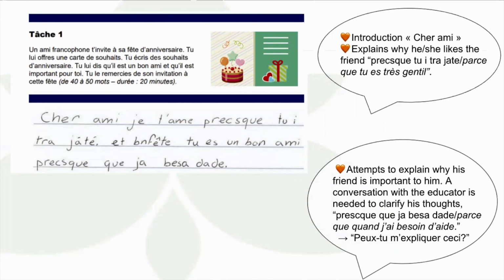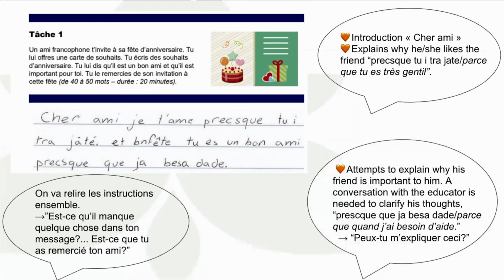He asks him to clarify one of his thoughts related to why his friend is important to him. It is through this conversation with the educator that the student is given the opportunity to develop his thoughts. The educator uses this teachable moment to give the student the vocabulary needed to express his thinking in French. The student would then include his newly developed thoughts in writing.